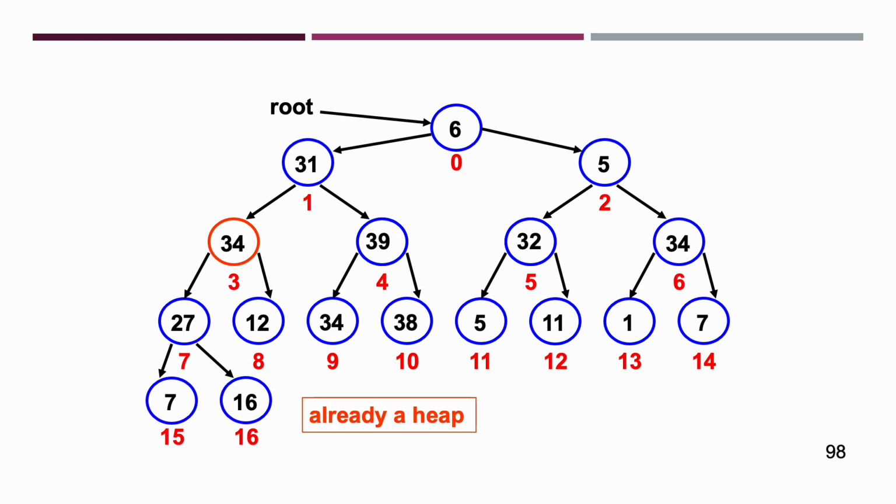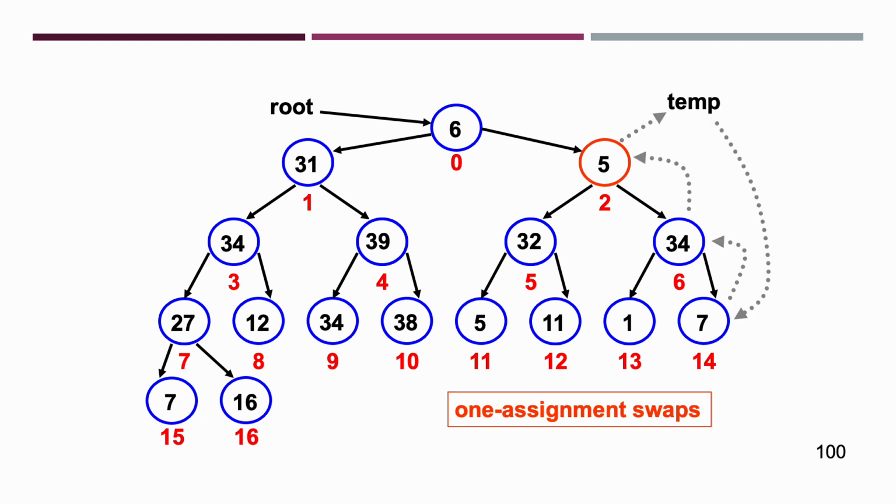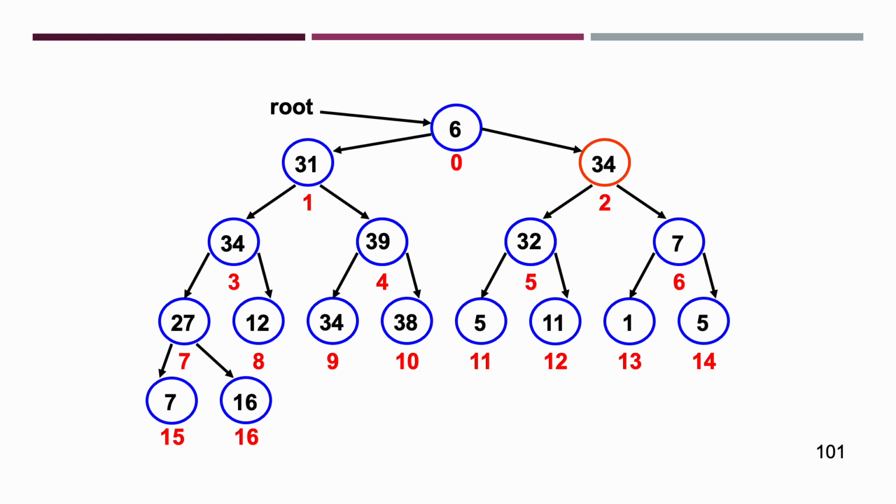So 34 is already a heap. So one assignment will do it, which is a swap. Now here in this position we'll do the swap. Okay, now the root is 39. So the result is a heap now.